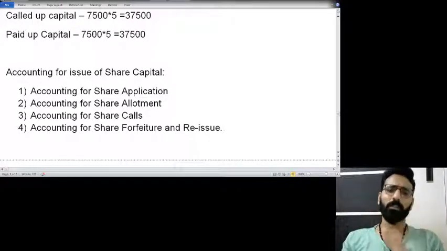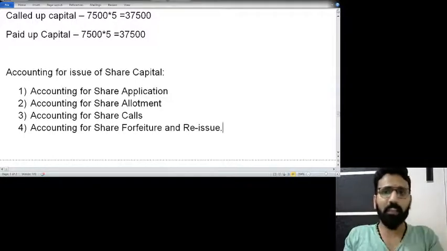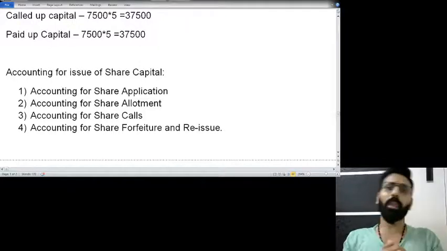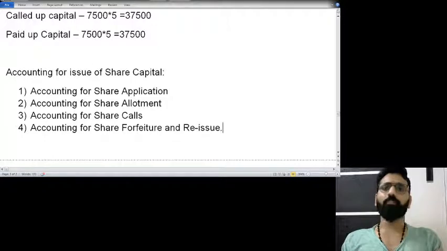Now, why so many parts? Just for understanding, because unless you apply, I cannot allot, and unless I allot, I can't make a call on you, and unless I make a call and you fail to pay, I cannot forfeit your share. So this is an order. First you should apply, then I should select and allot. After allotment, I'll call the balance money from you, and if you pay, no problem. If you don't pay, then I have a right to forfeit.